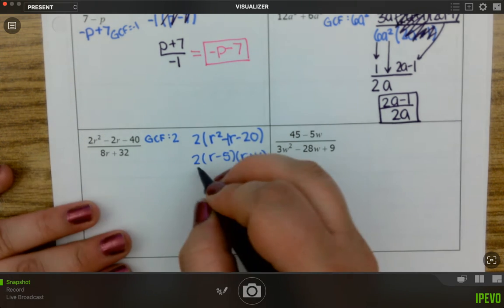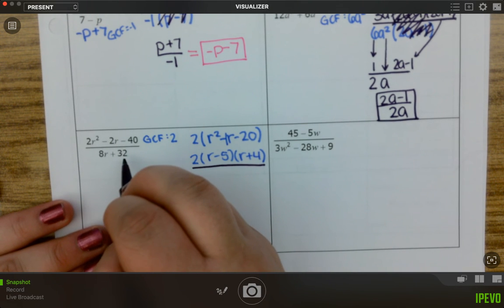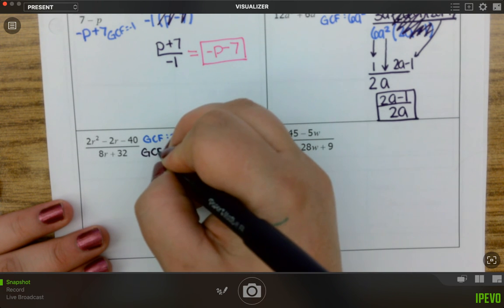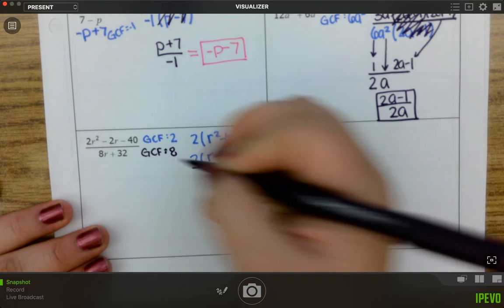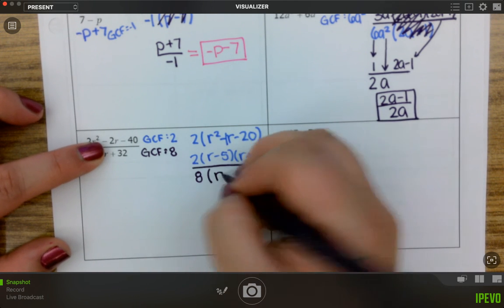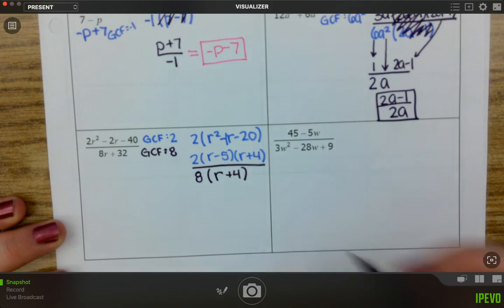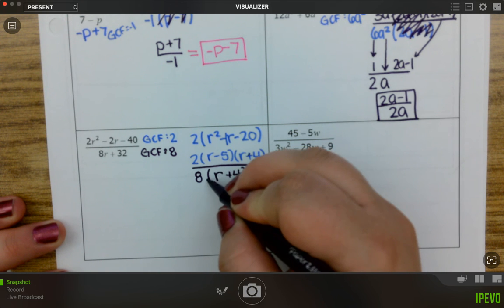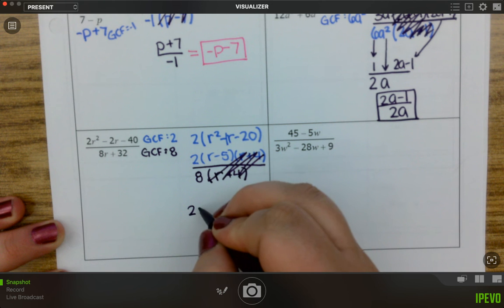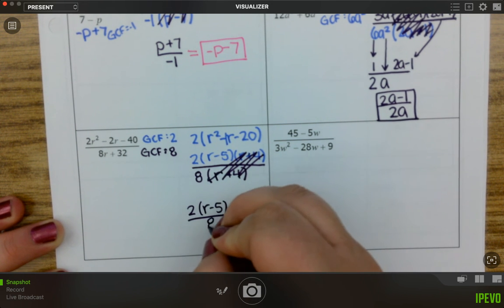And that's it for the top part, so I'm going to go ahead and draw my fraction bar. And I'm going to try and take a GCF out of this part. I can divide these both by 8. So I put that 8 out front. 8r divided by 8 is r. 32 divided by 8 is 4. And my r plus 4's are the same. Those are my common factors. And my answer is 2r minus 5 over 8.